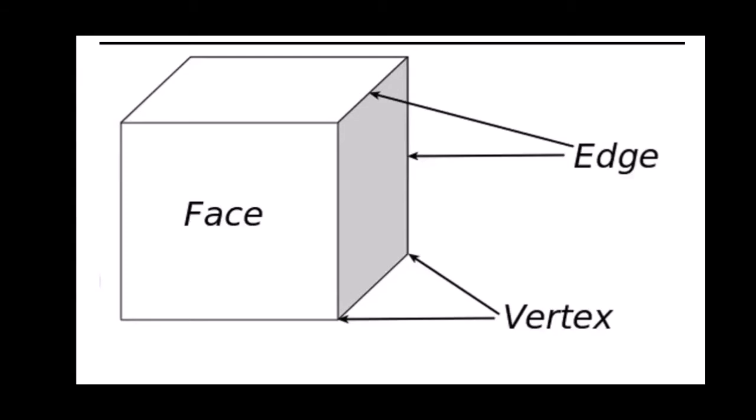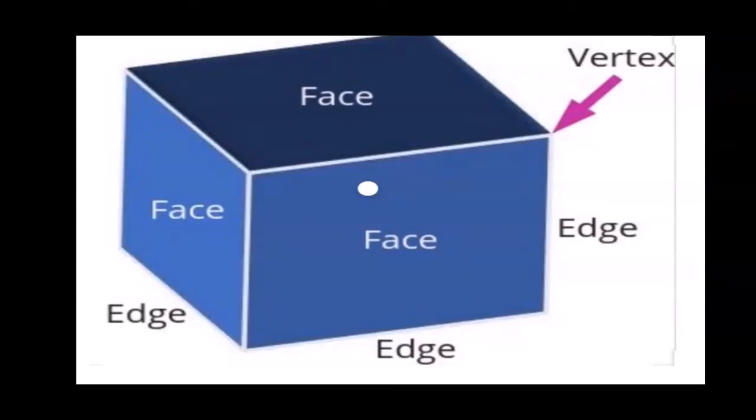Edge means a line segment between 2 faces. And the vertex is where lines join. Here, see the 3 edges joining, no, that is the vertex. Otherwise we can take it as a corner also. That is the vertex. Clear? Now see this picture where I have written face, edge and vertex. Clear now what is face, edge and vertex?